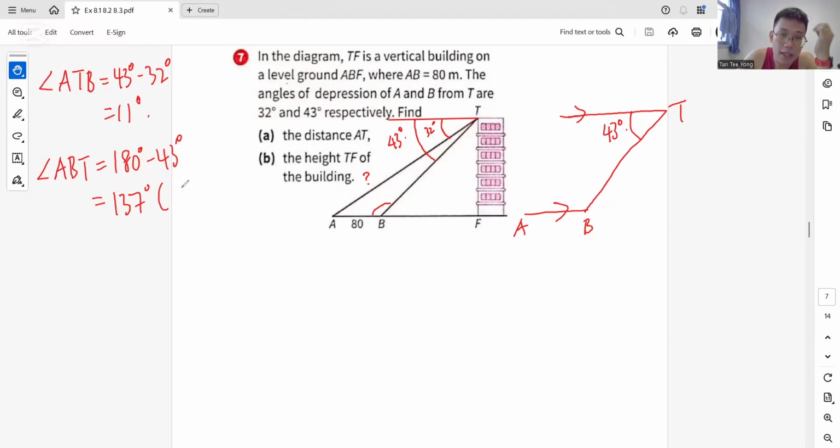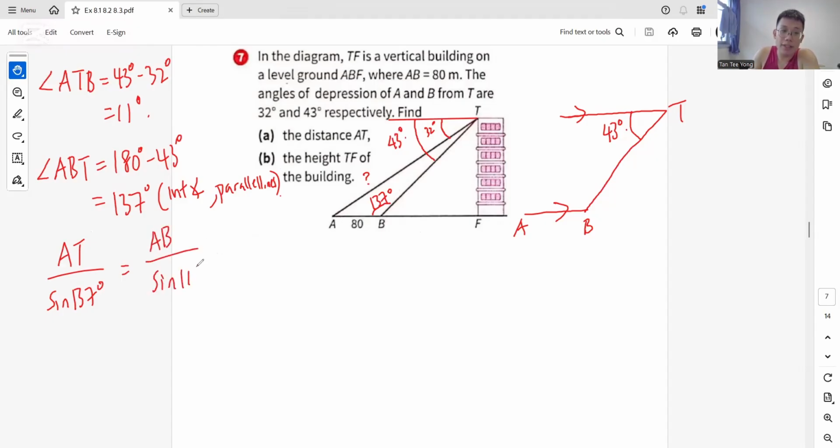And then this is interior angles, parallel lines. All right, so now I have 137 degrees here already. So now we can do sine rule to find AT. I will say AT over sine 137 degrees equals AB over sine 11 degrees. AB is 80. So AT over sine 137 degrees equals 80 over sine 11 degrees.